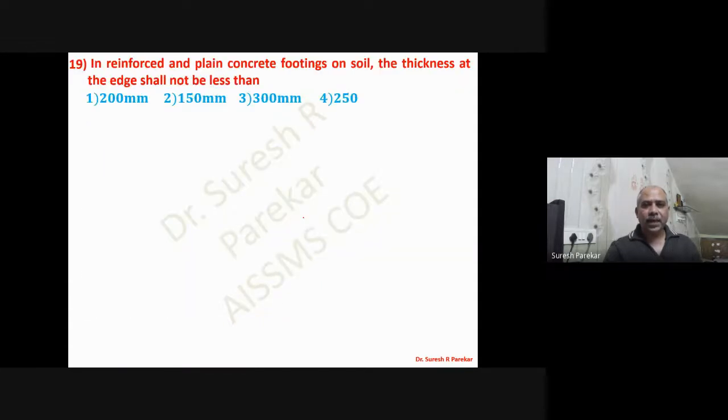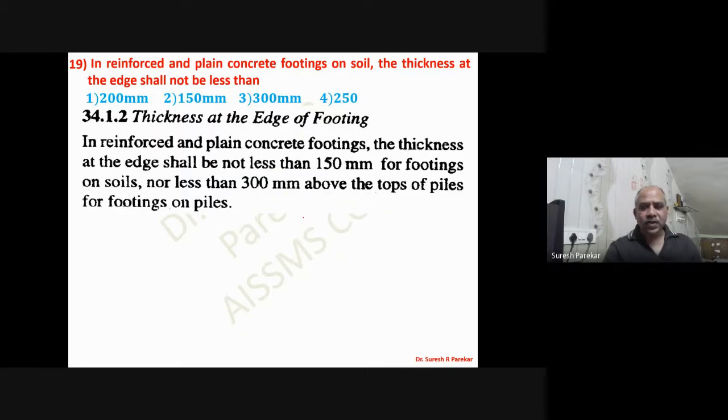Then in reinforced and plain concrete footing on soil, the thickness at the edge shall not be less than. So we have this will be not less than 300 millimeters above the piles of footing, and that is on soils. If we see, then we have this will be 150 millimeters. So we have option that is 2.